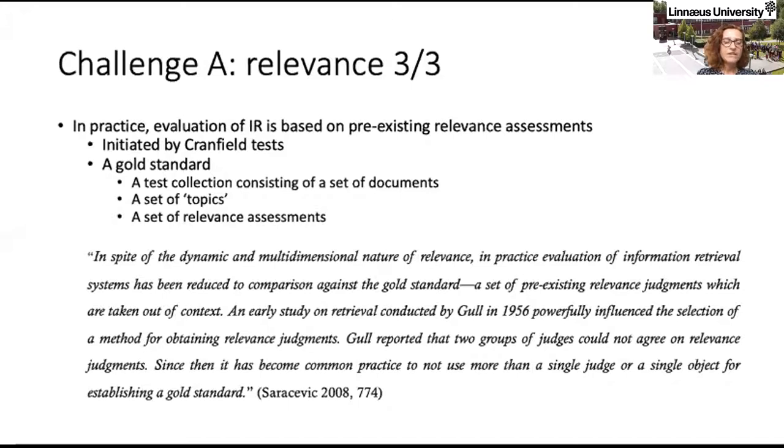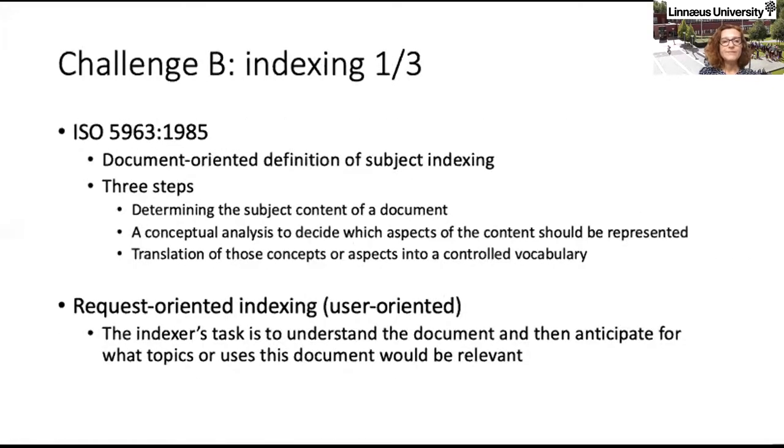And in 2008, Saracevic wrote that in spite of the dynamic and multidimensional nature of relevance, in practice, we still do only comparison against the gold standard. And he refers then to an early study on retrieval conducted in 1956, which powerfully influenced this. Here, Gull, the author of this study, reported that two groups of judges could not agree on relevance judgments. And since then, it has become common practice to not use more than a single judge or a single object for establishing gold standard, which of course doesn't really work in context or in real life.